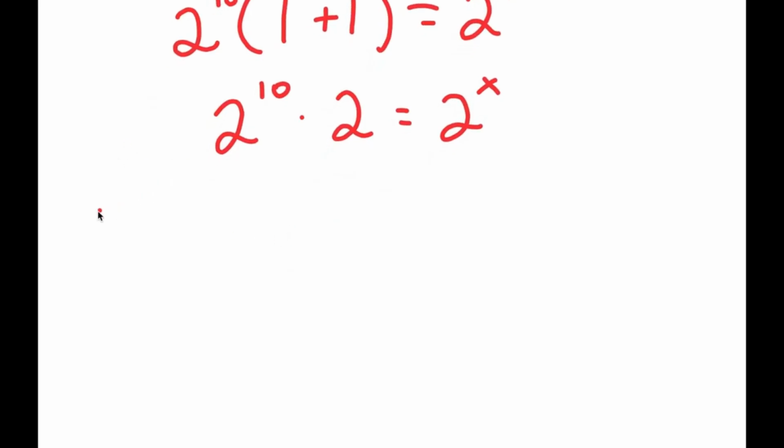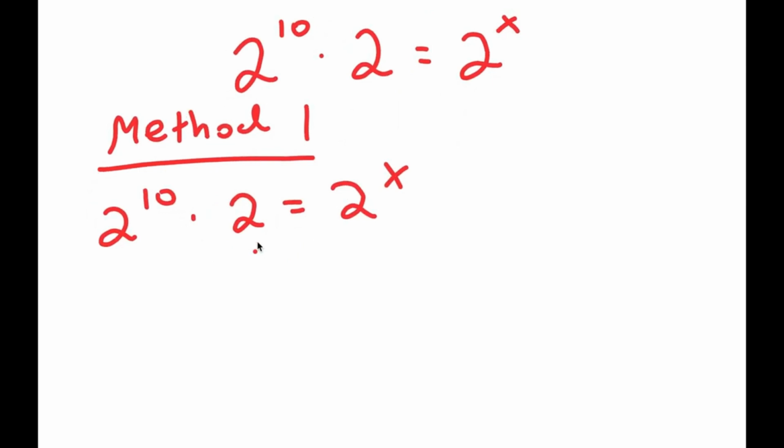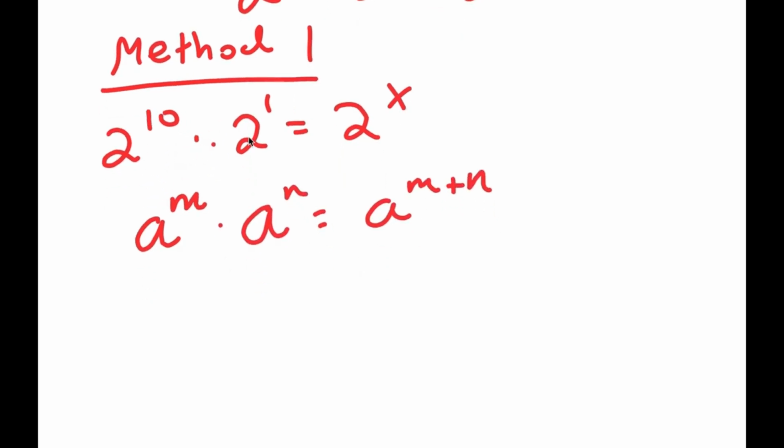So now from here, I can solve this in two methods. So for method 1, I have 2 to the power of 10 times 2 is equal to 2 to the power of x. What I'm going to do is rewrite 2 as 2 to the power of 1. And now if I have something in the form a to the power of m times a to the power of n, this is equal to a to the power of m plus n. So in this case, 2 to the power of 10 times 2 to the power of 1 is equal to 2 to the power of 10 plus 1, which is equal to 2 to the power of 11.